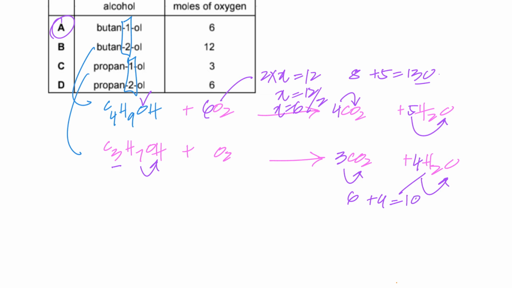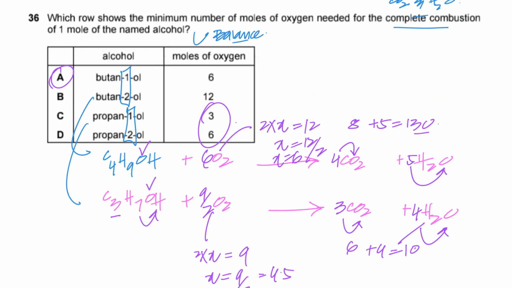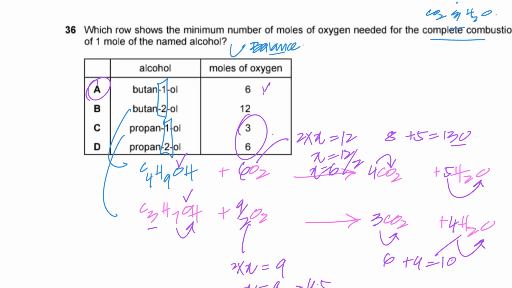How many oxygens do you need on the left? Now you already have 1 oxygen present here. I need 9 more. So what should I multiply 2 with to get 9? X is equal to 9 over 2, that's 4.5. I'll just write 9 over 2 here. So there's no 9 over 2 here. If there was 9 over 2, then there would have been a problem, and this MCQ would have been invalid because there can't be 2 correct options. So the correct option right here is butan 1-ol, right?